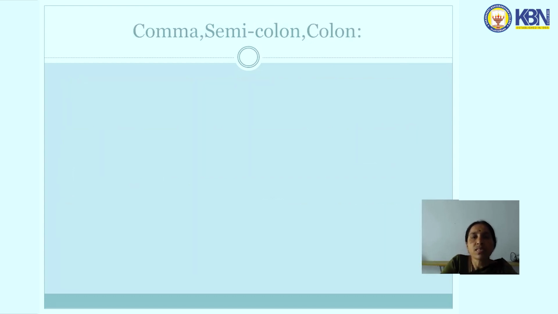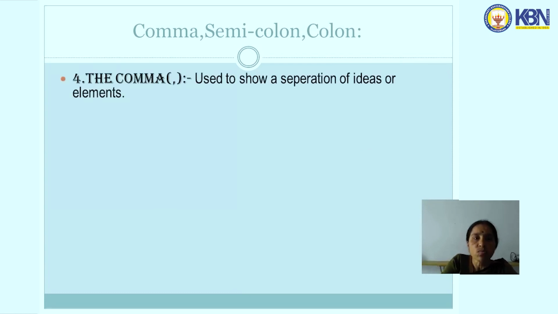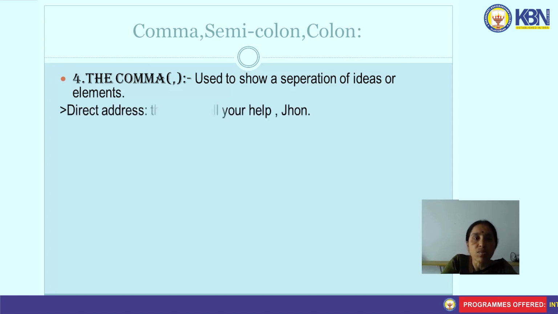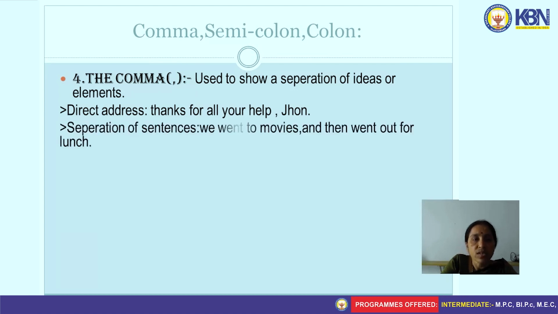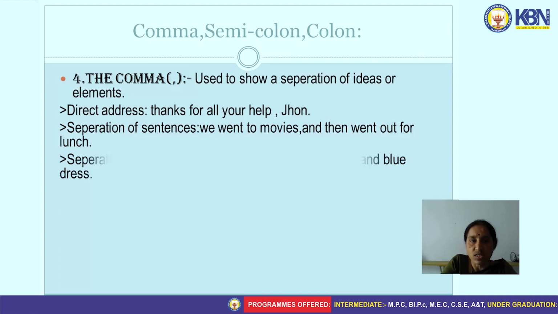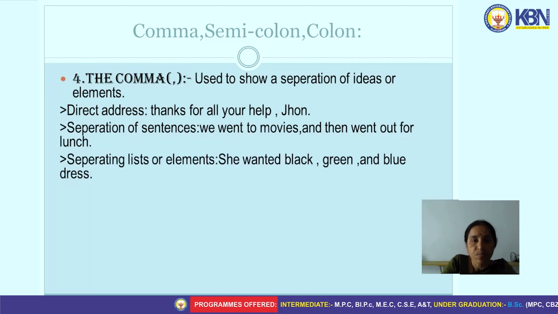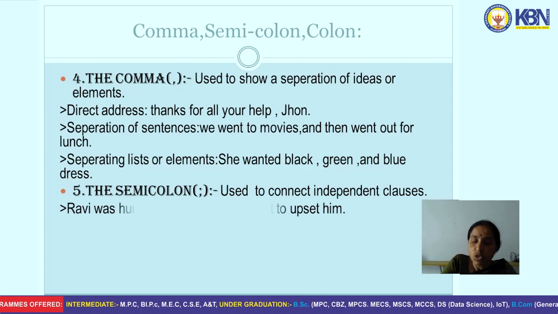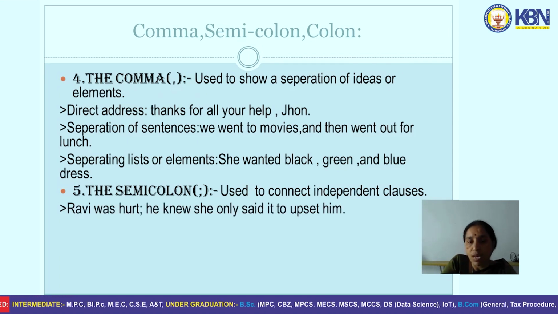Now these three are together. You use the comma, semicolon or colon in order to show separation of ideas or elements. For example, thanks for all your help, comma, John. Then you have separation of sentences. We went to movies and went out for lunch. You have to separate lists, such as she wanted black, green, blue dress, etc. Then you use the semicolon to connect independent clauses. For example, John has a big house, semicolon.